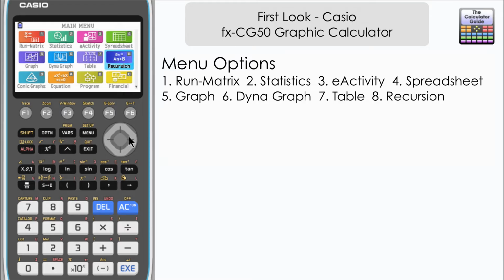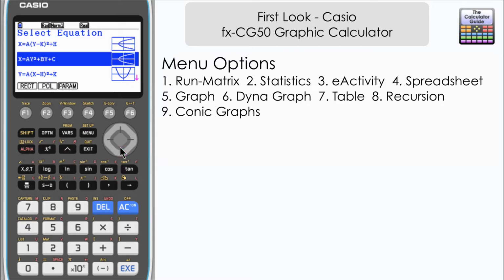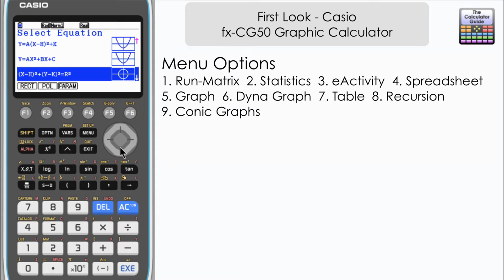Let's scroll down and have a look at conic graphs. This is a feature to be able to look at all different conic graphs. We can see a few displayed here. And if we scroll down, then we should also be able to deal with graphs of a circle as well. And it appears that we can input both with rectangular coordinates, polar coordinates, and parametrically as well.